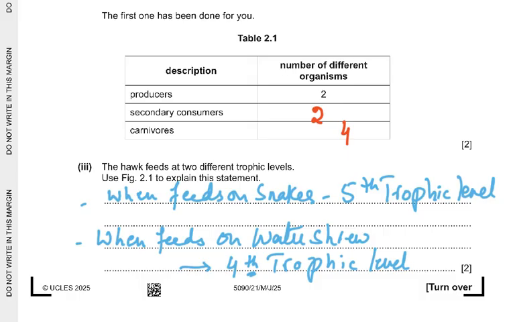So how do you write it? It's very simple. When it feeds on snakes, it is the fifth trophic level. When it feeds on water shrew, it is the fourth trophic level. Please remember, this is not a test of English. We don't look at your sentences or your construction of the sentence. We look at the content of it. It's a biology paper. It's not an English language paper.